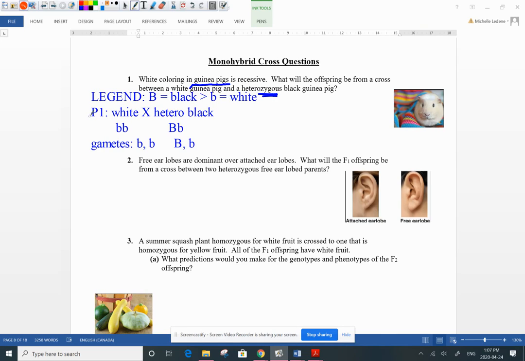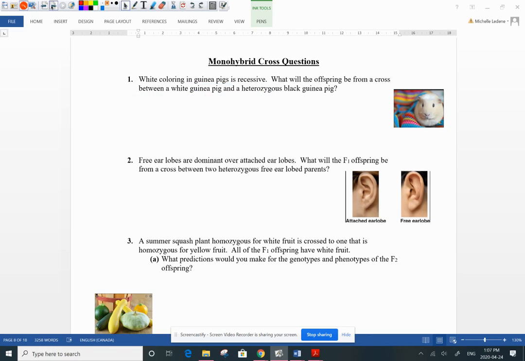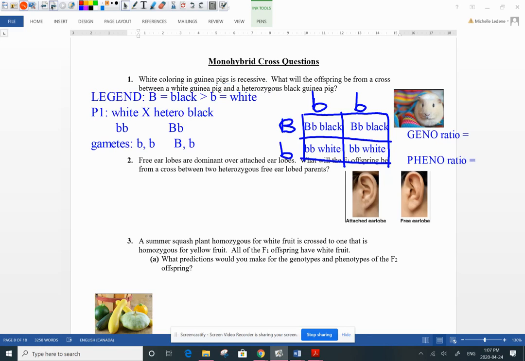Then decide what the parents are, right? So the white parent is the recessive, little b, little b. The other is heterozygous. Why is it heterozygous? Because it has a dominant allele. It has one dominant allele that gives it the dominant phenotype. Then set up your gametes. So the white parent, recessive, only has recessive alleles, and the heterozygous has one dominant and one recessive. Once you are done that, you set up your Punnett square and fill it in.